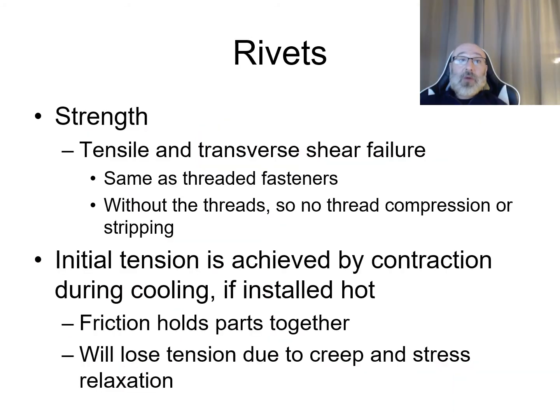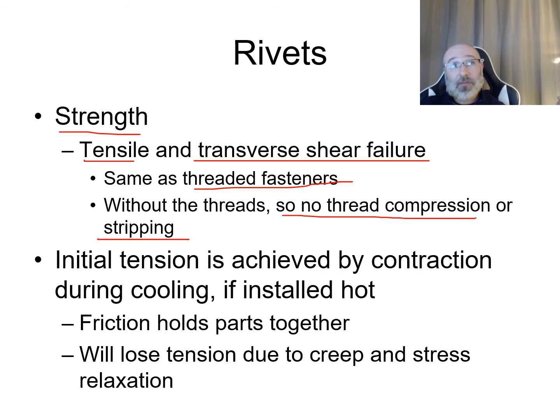So now as we're talking about our strength when we're dealing with rivets, we're looking at our tensile and our transverse shear failure. We talked about this a little, again, depending on how you're pulling on the rivets. A lot of times it can be in shear, sometimes there can be some tension or a lot of tension for an axial load on it right there. This is the same type of things we ask ourselves and look at when we're dealing with our threaded fasteners as well. But just now they're without threads, so no thread compression or stripping there that we have to worry about or deal with.